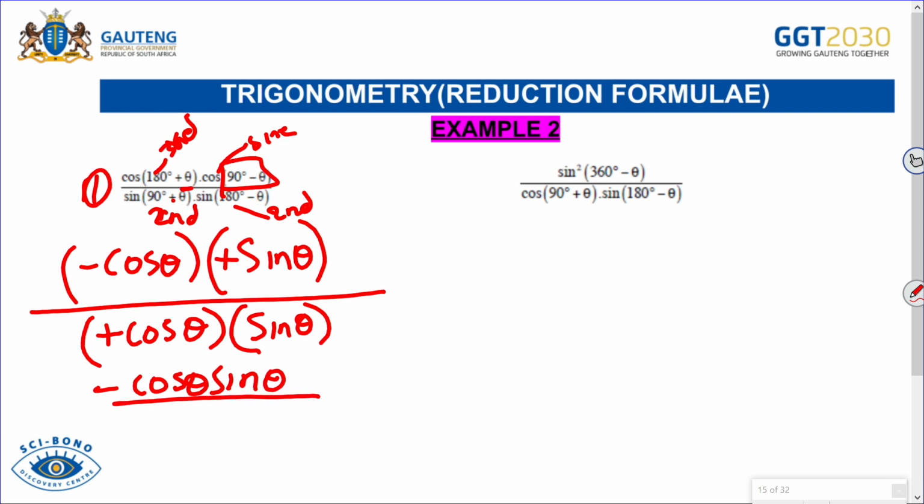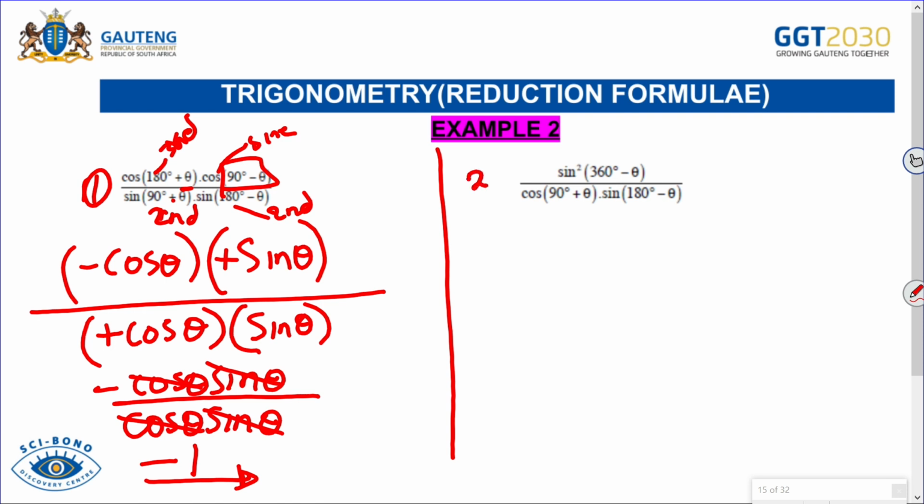It's all over cos theta times your sine theta. So your sine theta divides the sine theta, and your cos theta divides the cos theta. Then your answer is just going to be negative 1. Okay, that's simple. Okay, let's move to example 2.